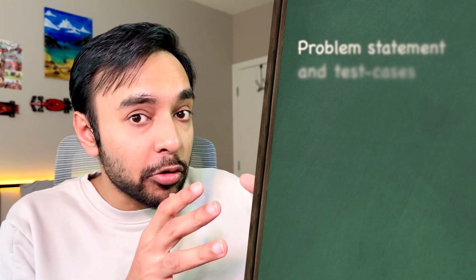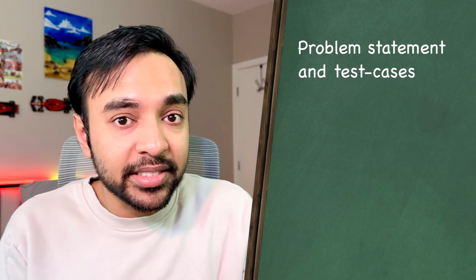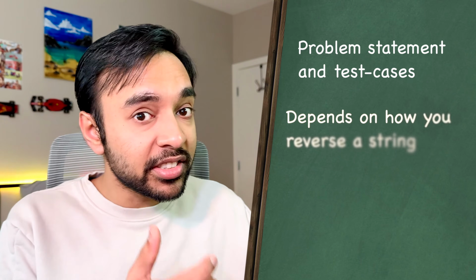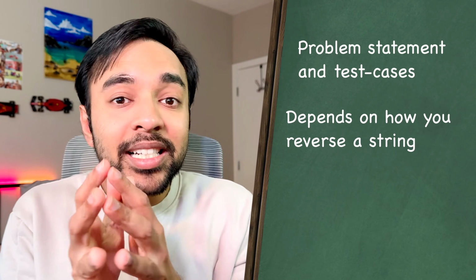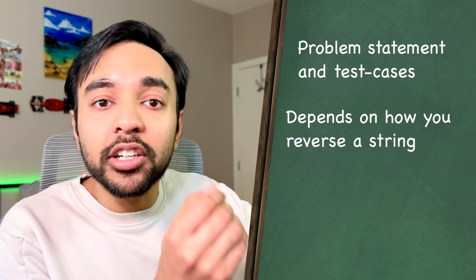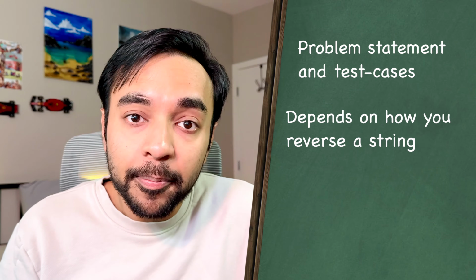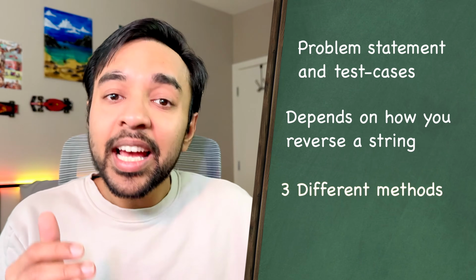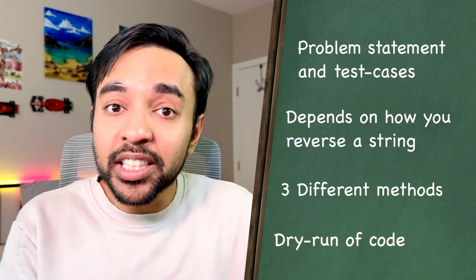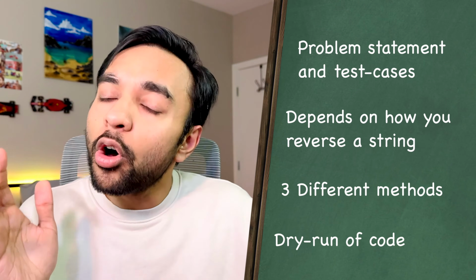First, I will explain the problem statement and we will go over sample test cases. Going forward, we will see how you can break this problem down such that you only have to reverse a string, and that remains the main part. We will look at 3 different methods and then also do a dry run of one of the methods so that you can understand and visualize how all of this is actually working in action. Without further ado, let's get started.